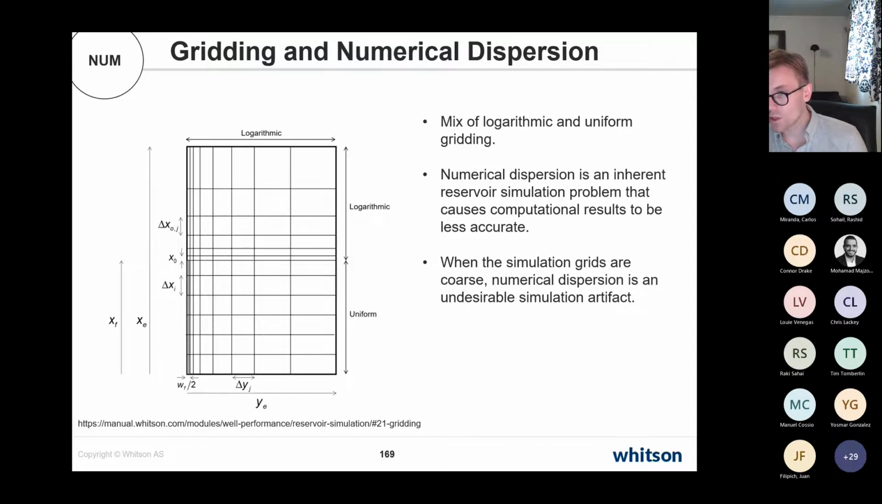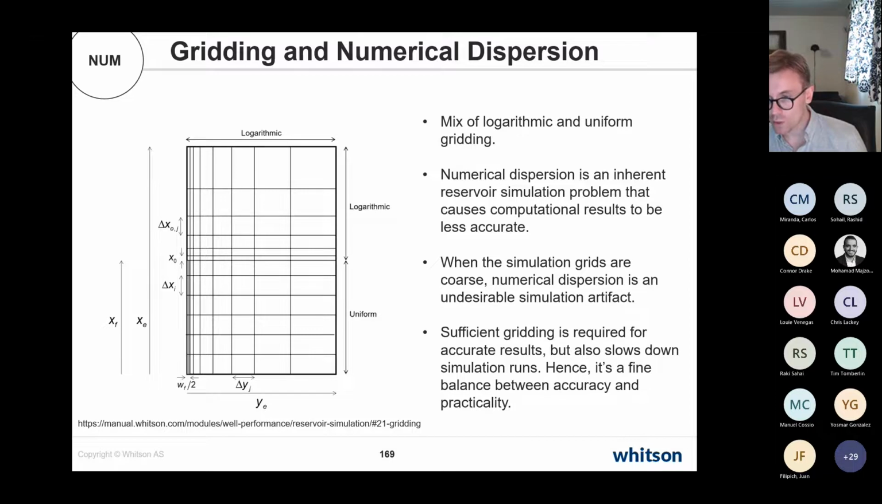So when the simulation grids are coarse, the numerical dispersion is an undesirable simulation artifact. Any simulator, not special for RTA, any numerical run will have this artifact. So we need to ensure that we have sufficient gridding to ensure that we have accurate results. But more grids make a slower run. Hence, there's this very fine balance between accuracy and practicality.